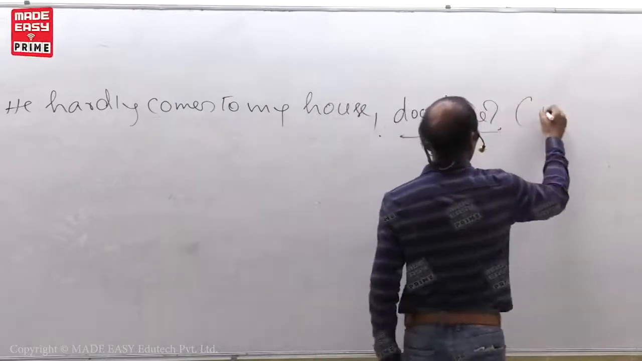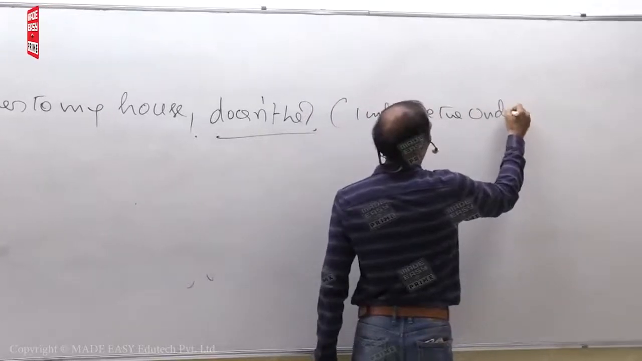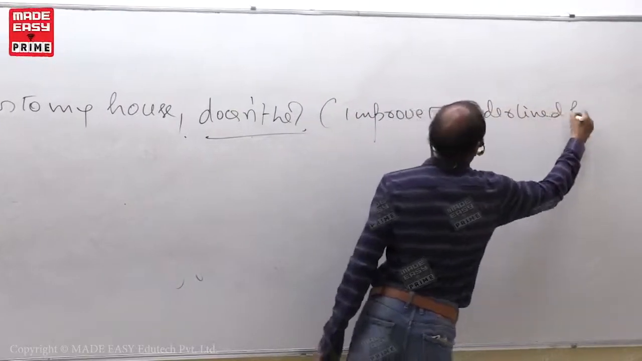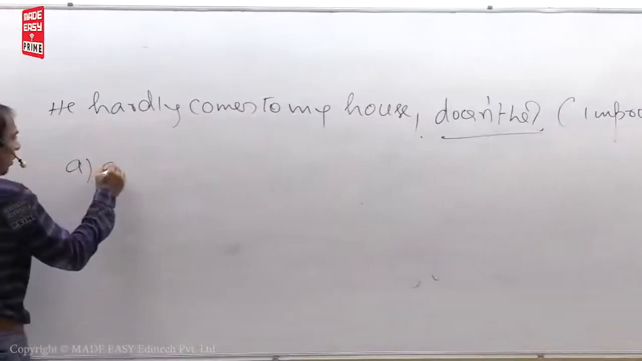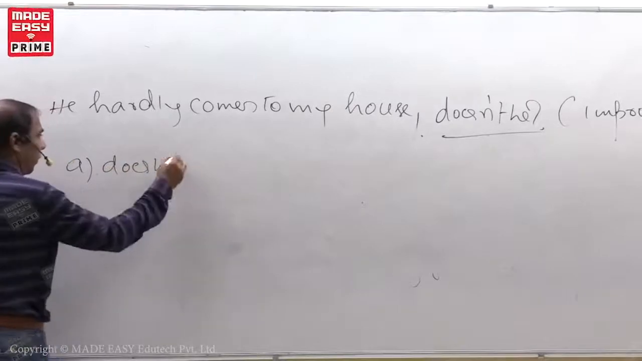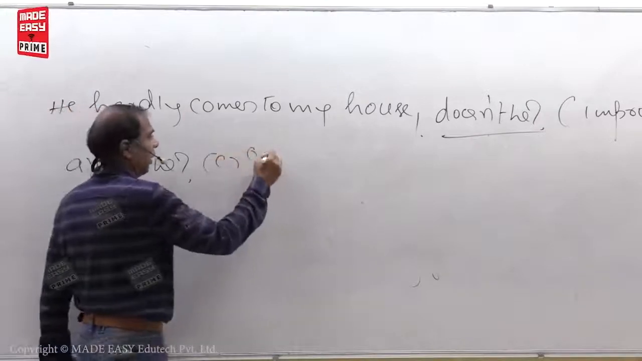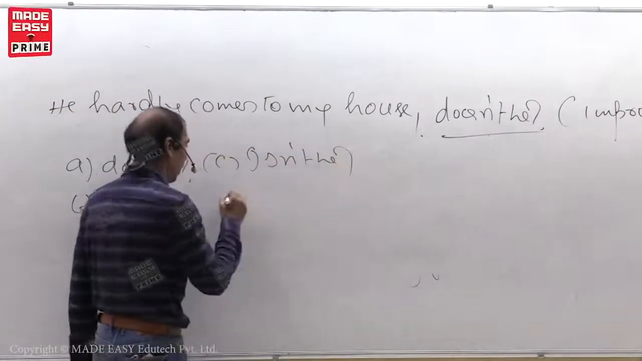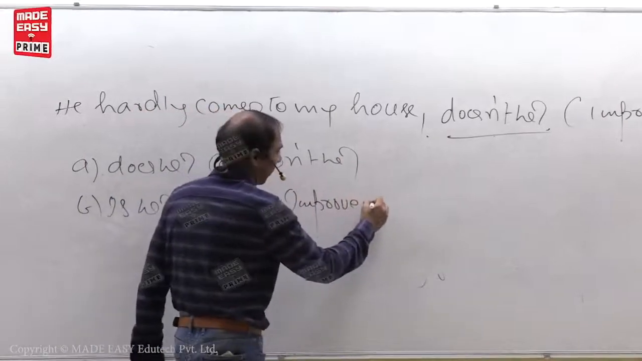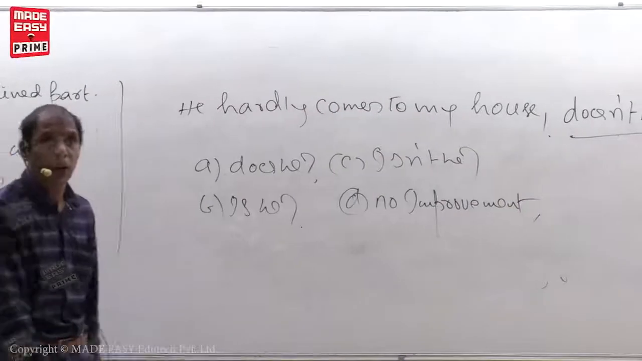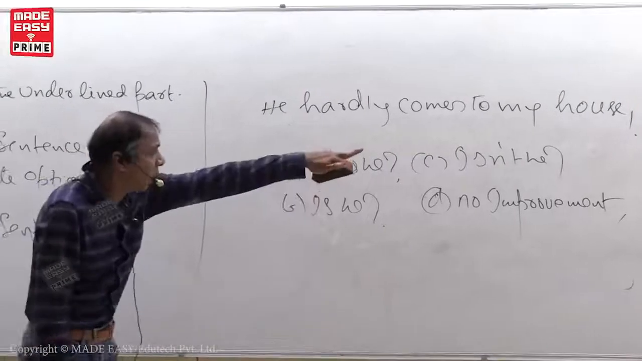Doesn't he? Improve the underlined part. A. Does he? B. Is he? C. Isn't he? D. No improvement. What is the option? How can we improve that underlined part? Does he? How can you improve? With the option A, we can improve that part.